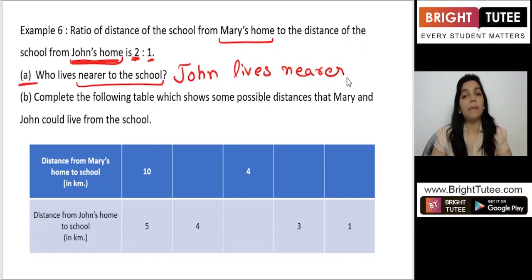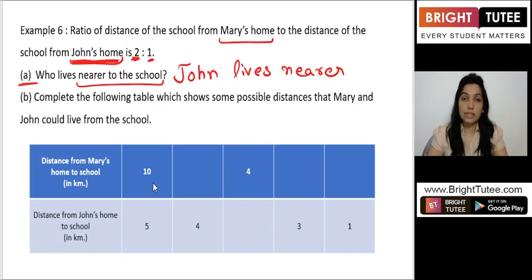Let's complete the following table which shows some possible distances that Mary and John could live from the school. So we are basically going to work with equivalent fractions, or you can say equivalent ratios. Here in the first one, you can see the distance from Mary's home to school in kilometers and the distance from John's home to school. Both are given in kilometers.